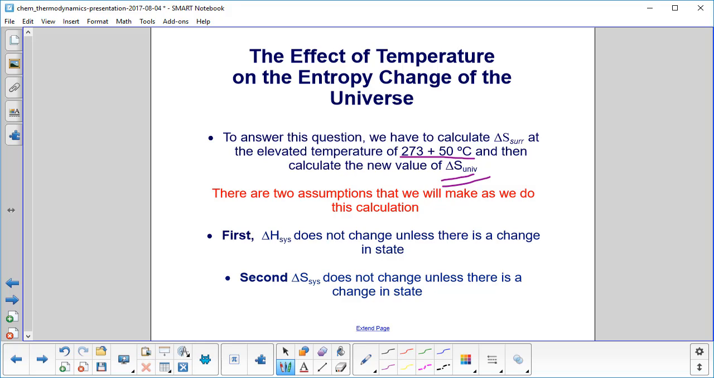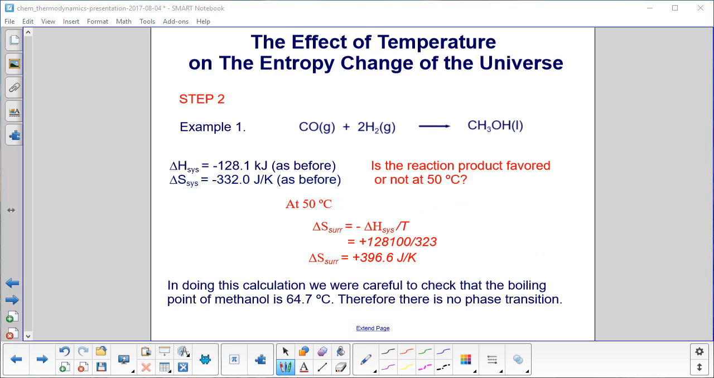There are two assumptions that we'll make as we do the calculation. First, the change in enthalpy for the system does not change unless we have a change in state. And second, the entropy change for the system does not change unless there is a change in state. So we're really saying the same thing for both of these.